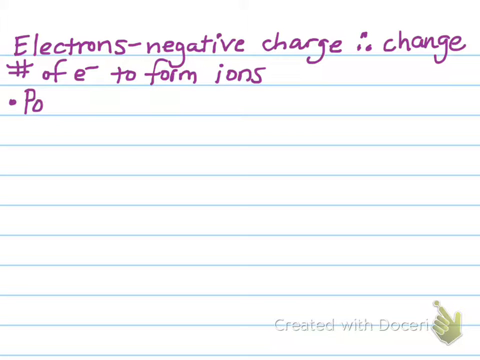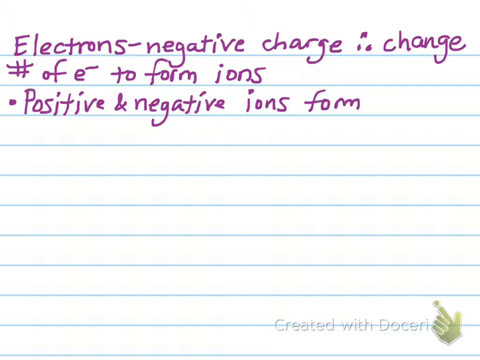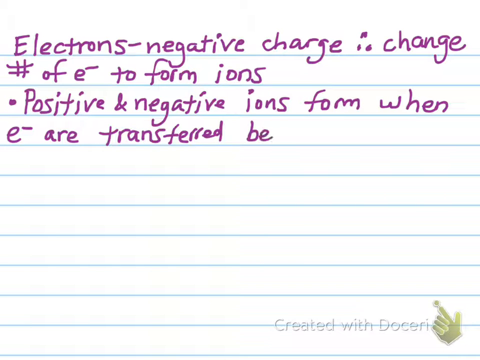So positive and negative ions form when electrons are transferred between atoms. So again, transfer means that we're going to have an atom that's going to give up an electron, and we're going to have an atom that's going to gain an electron.